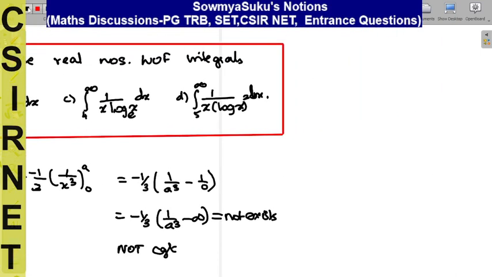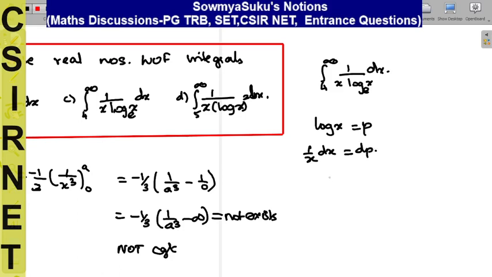Yes, the integral from 4 to infinity of 1 divided by x log x, with log base e, dx. For this type, we have to use the substitution method. I am taking log x equal to p. Differentiating, 1 by x into dx is equal to dp. The substitution limits also get changed, so the integral from 4 to infinity of dx divided by x becomes dp, then p.